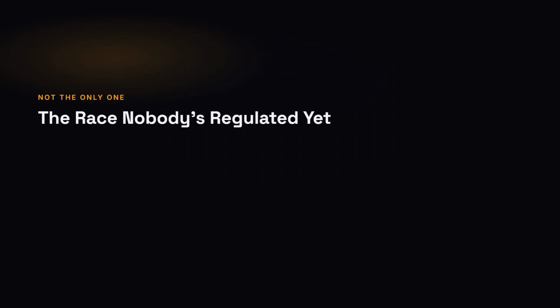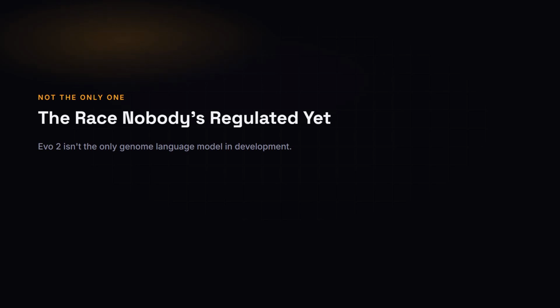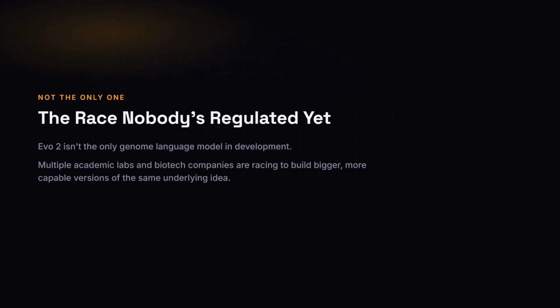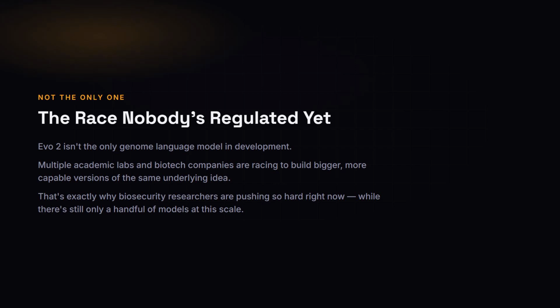And Evo 2 isn't the only genome language model in development. Multiple academic labs and biotech companies are racing to build bigger, more capable versions of the same underlying idea, trained on ever larger slices of the genetic record. That race is exactly why biosecurity researchers are pushing so hard right now, while there's still only a handful of models at this scale, instead of dozens with nobody watching the door.